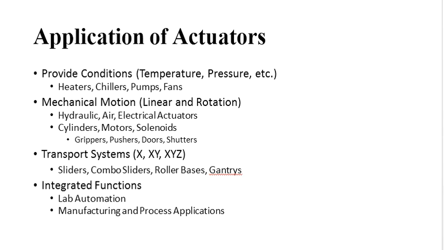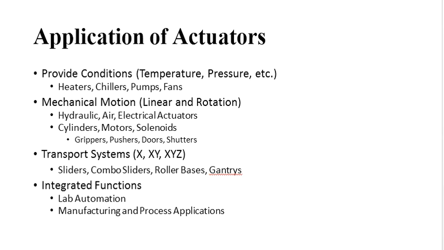These devices really are actuators, and these things are what provide the conditions for whatever you want to happen. Temperature, pressure, and the like, for example, with heaters, chillers, pumps, and fans. Mechanical motion, be it linear or rotational, using either air, hydraulic, or electric actuators. Solenoids, motors, cylinders, things like that, connected to grippers and pushers, doors, and shutters to make things happen.